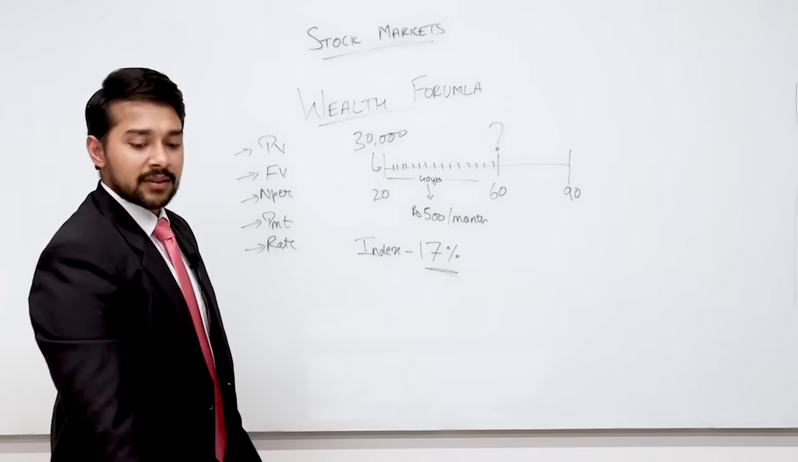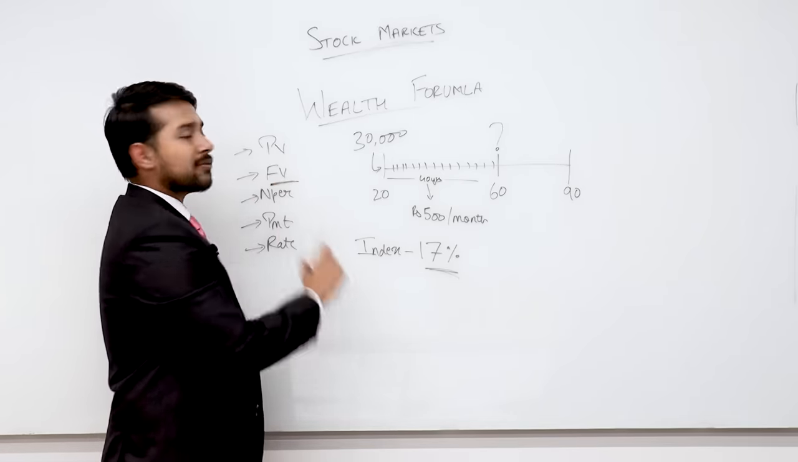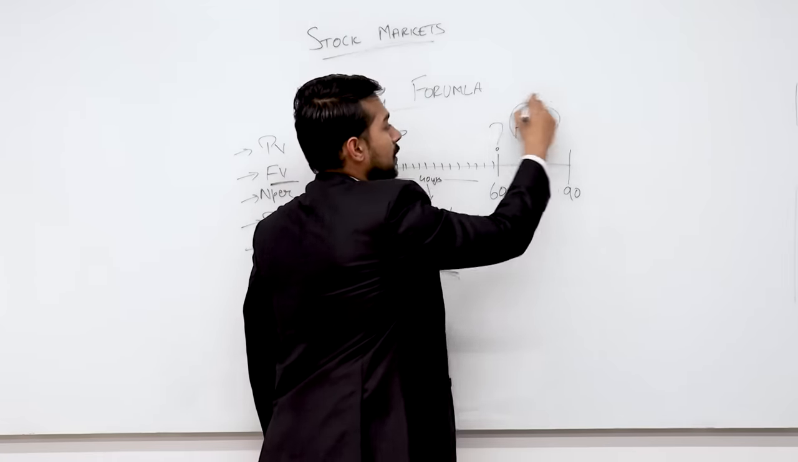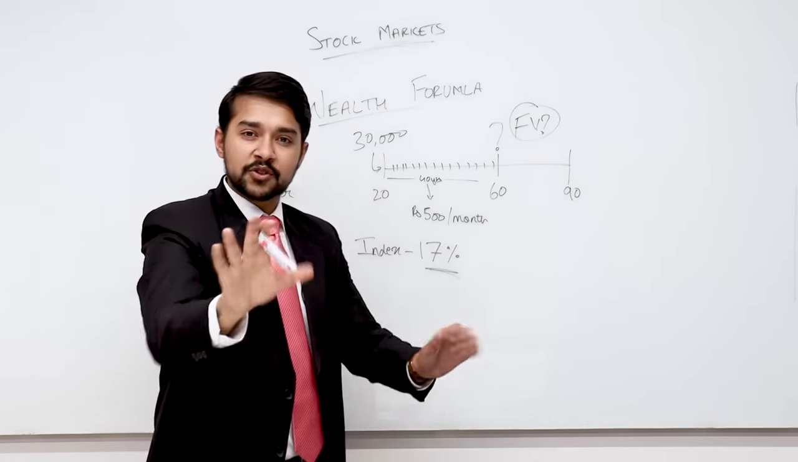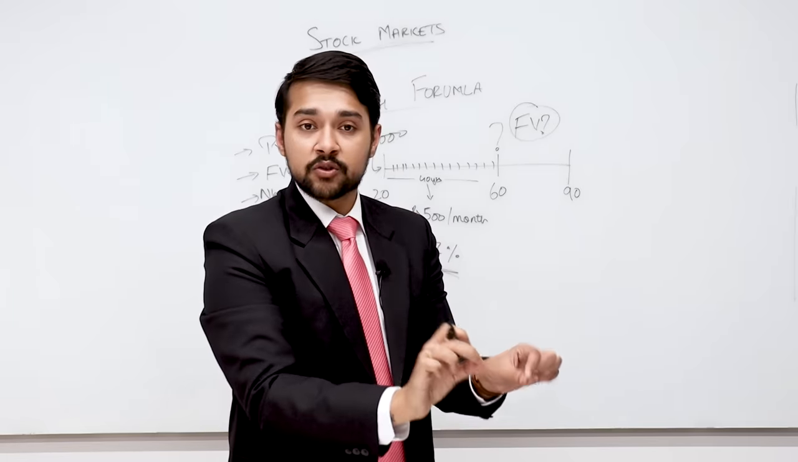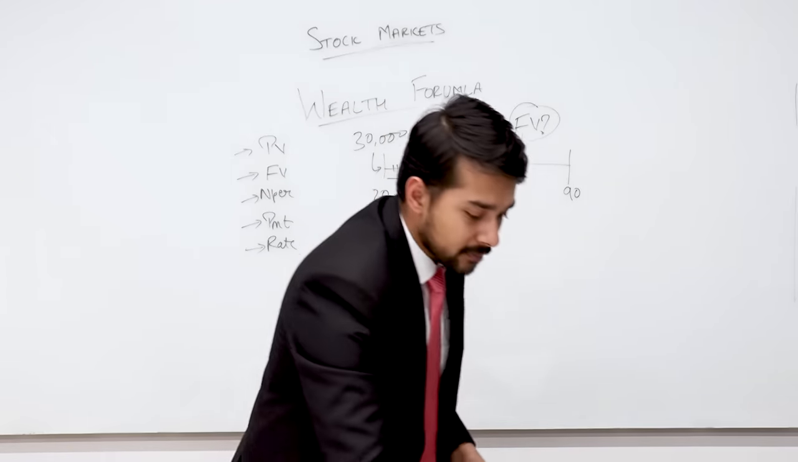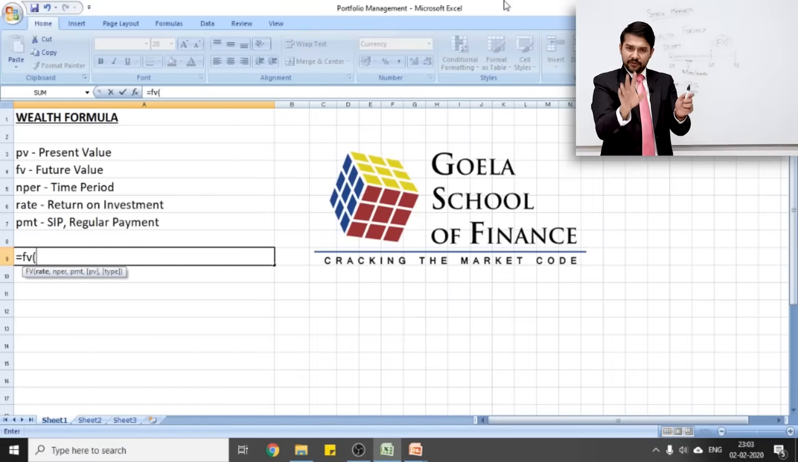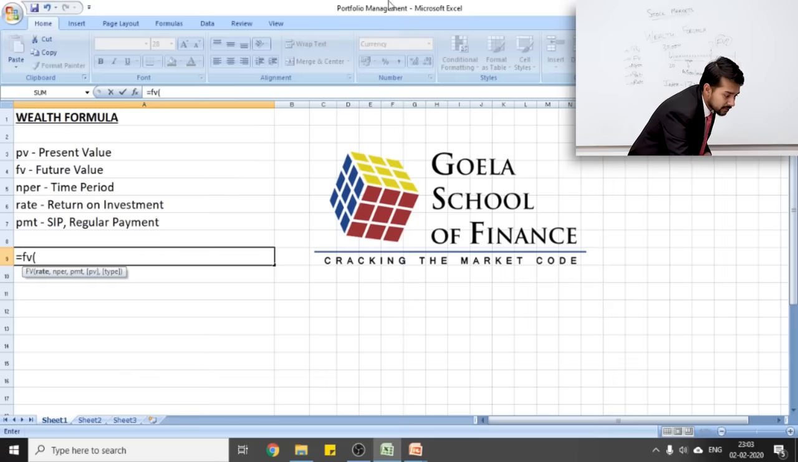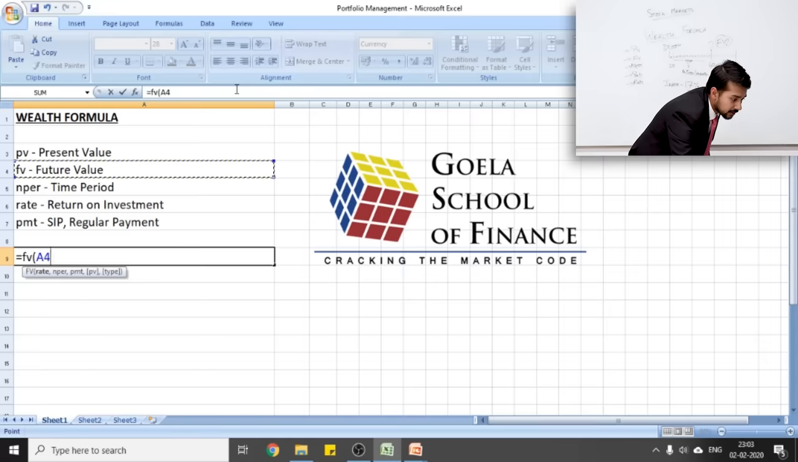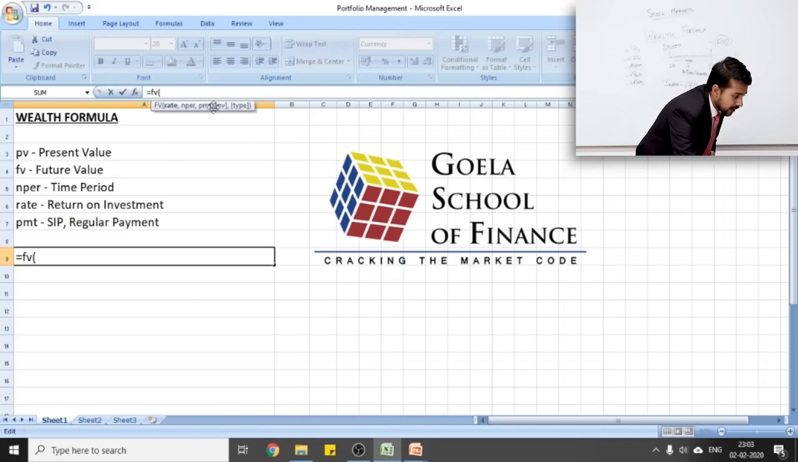So, what do we need to find out? We need to find out the future value. Is everything clear so far? Sure. Now I am going to solve it in front of you, and I will give you this Excel sheet so that you can solve it on your own also. So simply write equals FV, bracket open. Whatever variable you want, equals that variable, bracket open. Now you will see the formula itself appears in front of you. Now, you just need to fill in the blanks.